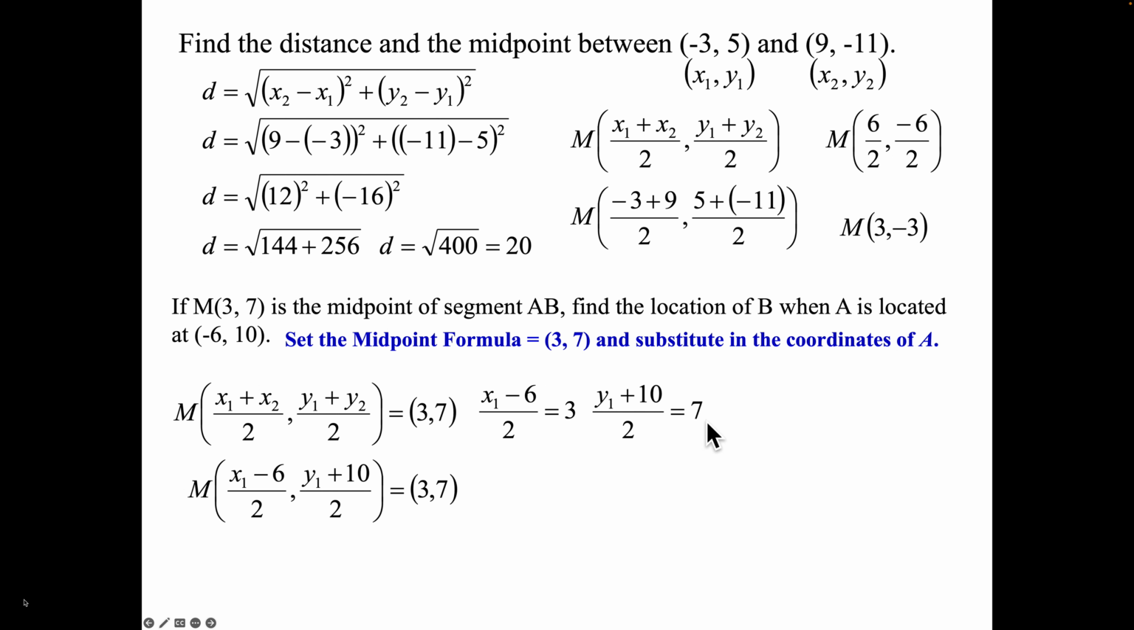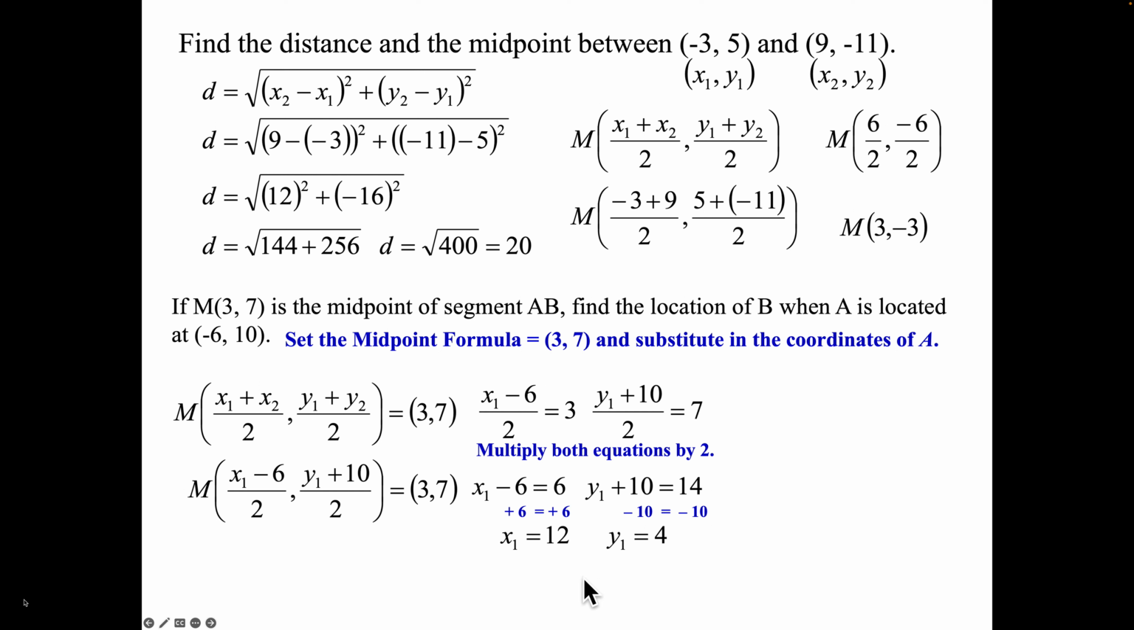And either way, you have to multiply. Whichever one you want to solve first, no matter what, you got to multiply both sides by 2. So do them both at the same time. 3 times 2, 6, 7 times 2, 14. Add over the 6, subtract over the 10. 12 and 4. That's the other endpoint.